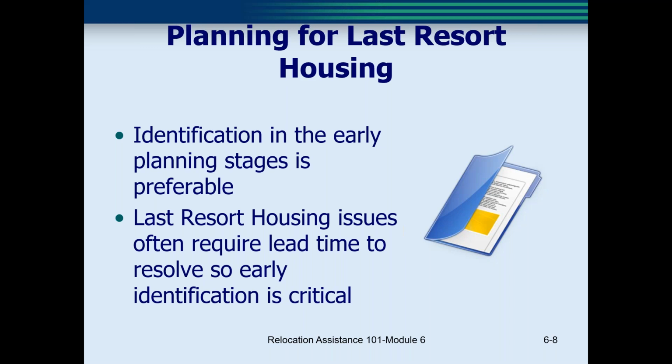For justification of a project-wide approval, you would have to show that there is little, if any, comparable housing within the entire project area, that the project cannot be advanced without last resort housing, and that last resort housing is cost effective when compared with the other project costs, such as construction delays or inflation.